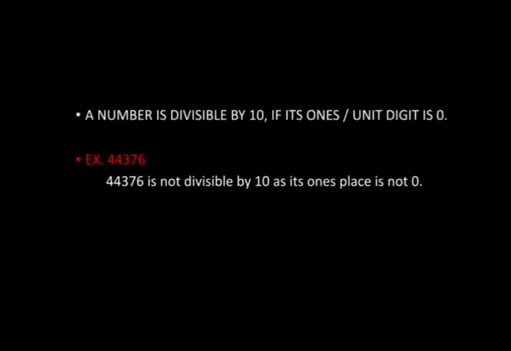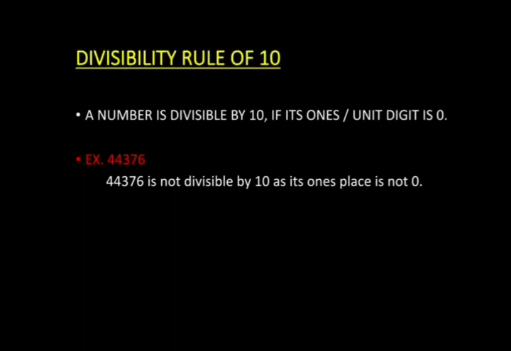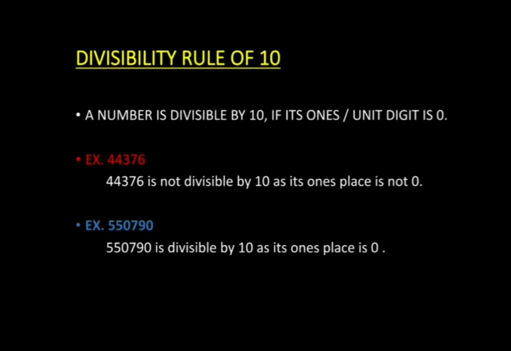In the given question, 44,376, the ones place is 6. 6 is not divisible by 10. So next example, a number is divisible by 10 if its ones or unit digit is 0. This is divisibility rule of 10. Next example, 5,50,790. If we observe this given number, the ones place is 0. So the given number is divisible by 10.